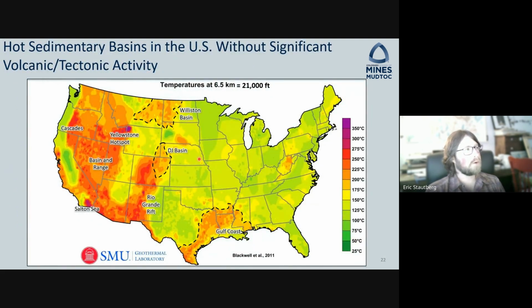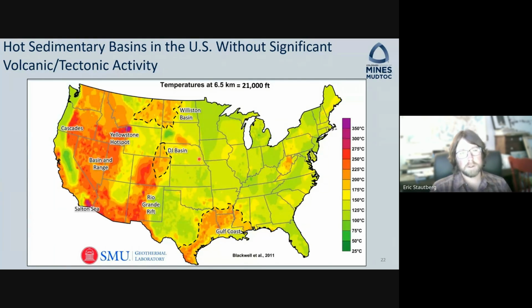Okay, so let's move on to sedimentary basins and why I'm interested particularly in the Gulf Coast. This is a map from the SMU Geothermal Laboratory. It's temperature at 6.5 kilometers, or about 21,000 feet. If you're not familiar with the work done by SMU over the past 15 or 20 years, and you're interested in geothermal, go look at the work they've done. It's a really great place to learn from.